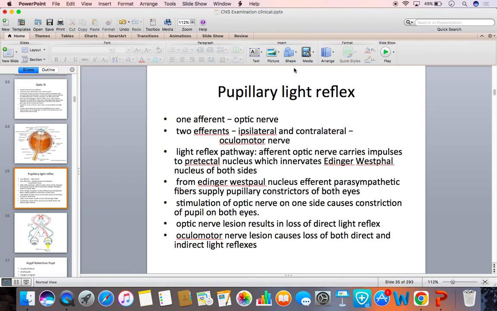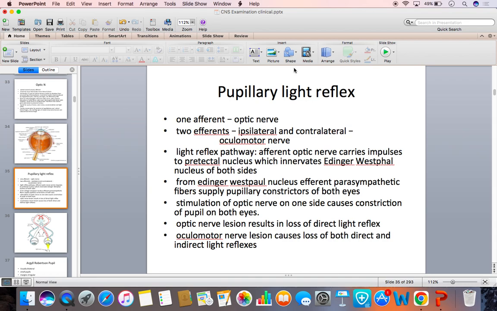From there, efferent parasympathetic fibers supply the pupillary constrictors of both the eyes. You remember this. When you stimulate the optic nerve of one eye, it causes the constriction of pupils on both sides. Right? This is an important point. When you stimulate one eye with the light, it causes the constriction of both the pupils.